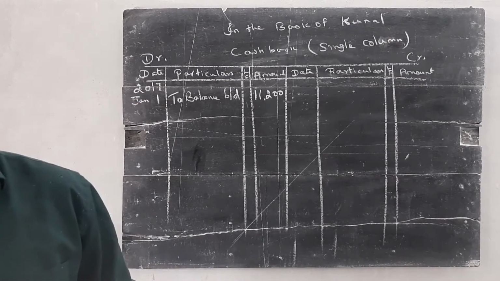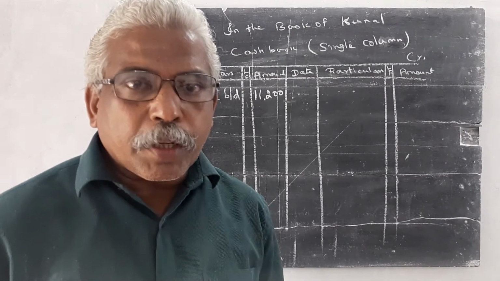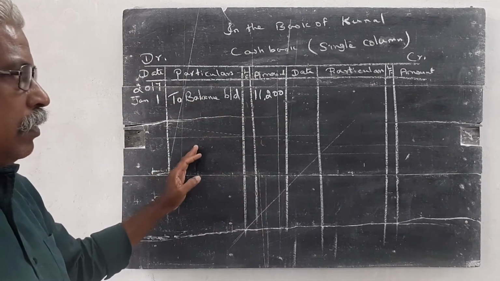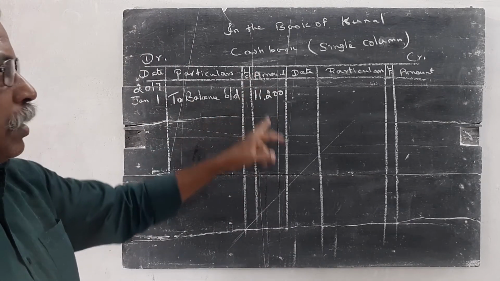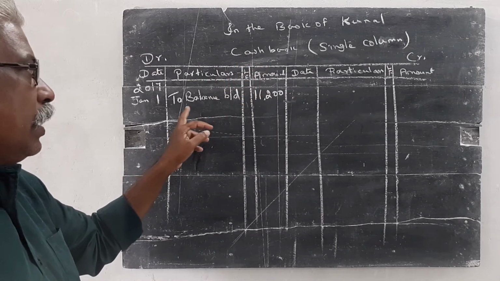Then second transaction received from Ramesh. What is received from Ramesh? Cash is received from Ramesh. So cash comes in, so it is entered in the debit side. But we never use the word cash. Instead of cash we use the word Ramesh.